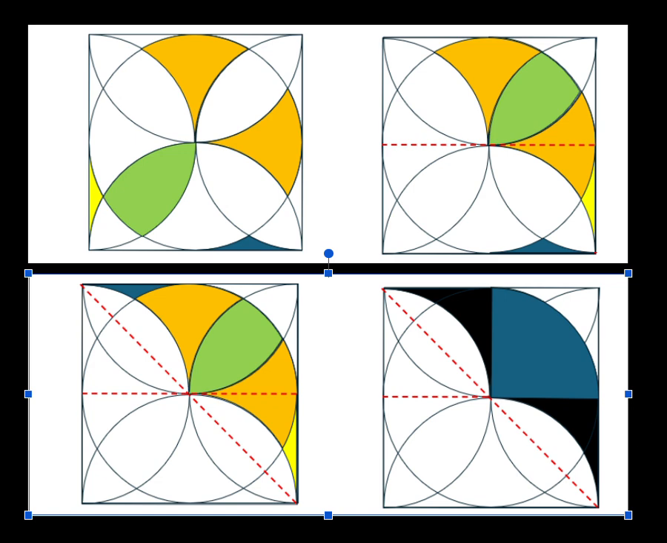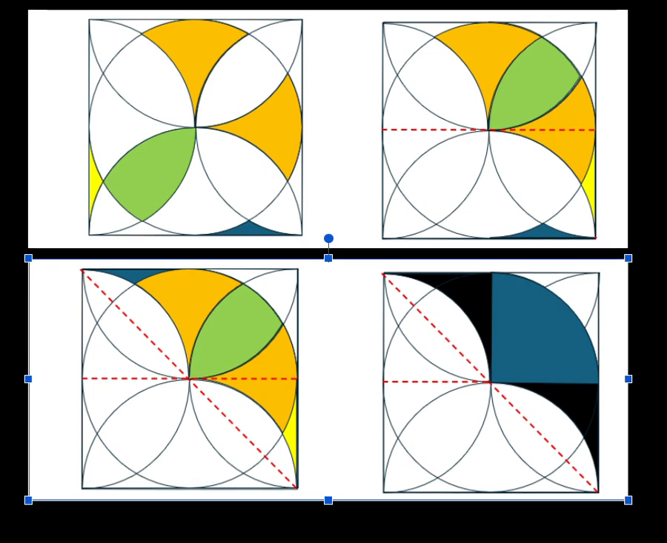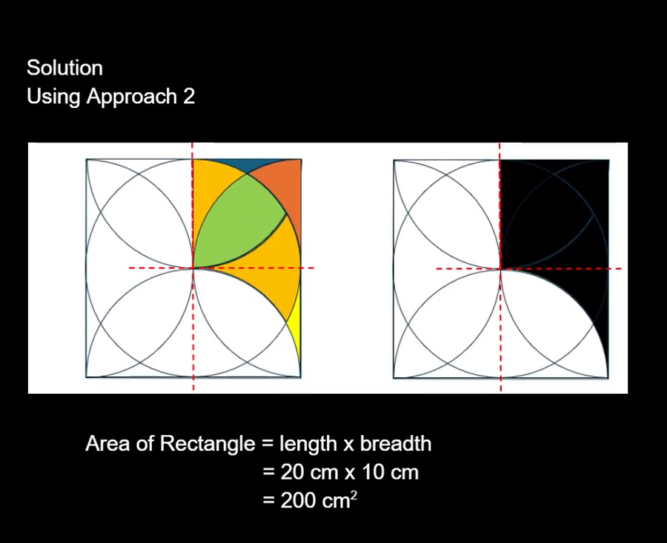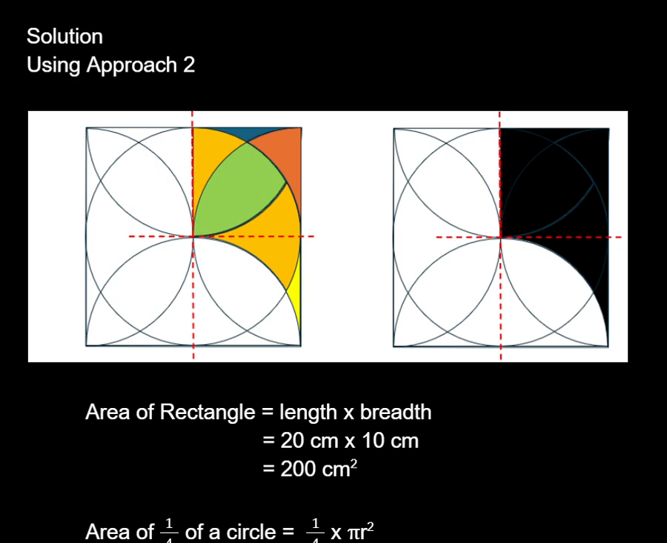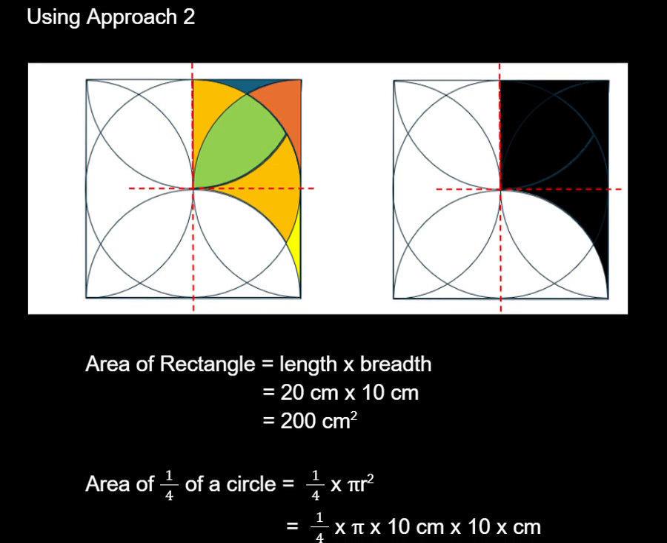Now we have learned 3 approaches. Let's go to the actual solution. I'm using solution number 2. In solution number 2, remember when we combine the shapes, it looks like this. So what we have is a rectangle, subtract away the area of a quarter circle, will give me the black color shape, the shaded part.